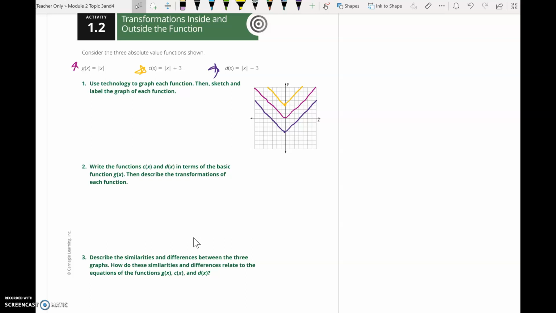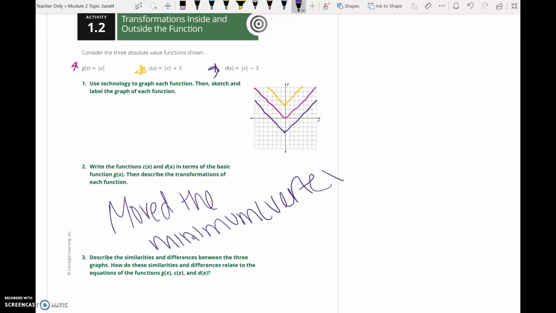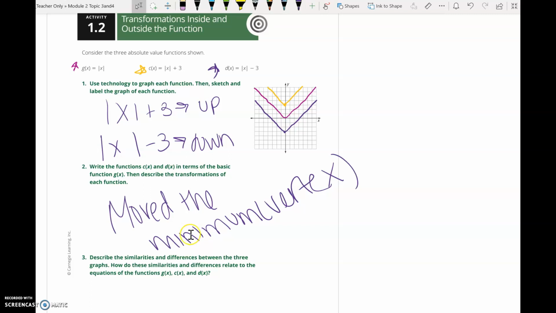So basically we've moved the minimum, and that minimum actually has a specific name. It's called the vertex. So if you see something being added or subtracted, if it's added on the end, it's going to move up. If it's subtracted on the end, it's going to move down. Again, you can pause this video if you need to.